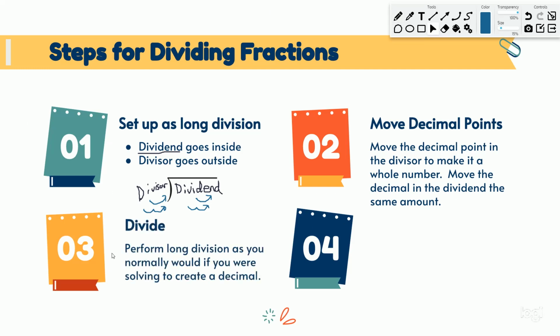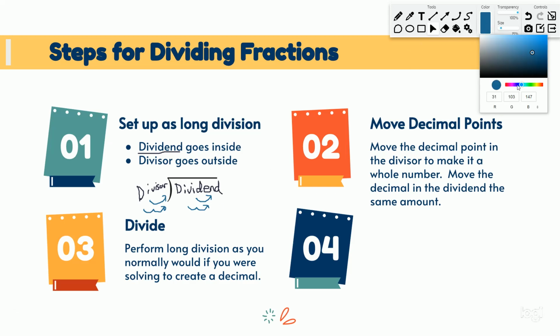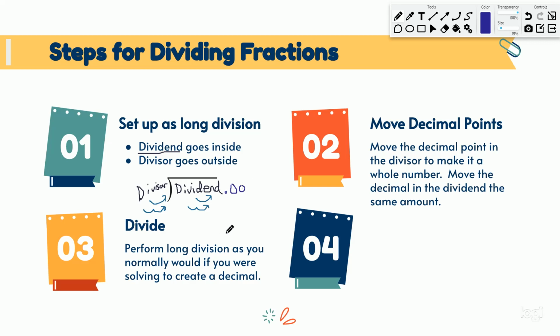And then we have to divide. So we're just going to perform our long division as we normally would. If we are left with a remainder at the end of the problem, that means we just have to add the decimal point and more zeros at the end until we are left with a 0 all the way at the bottom and we have no remainder left.